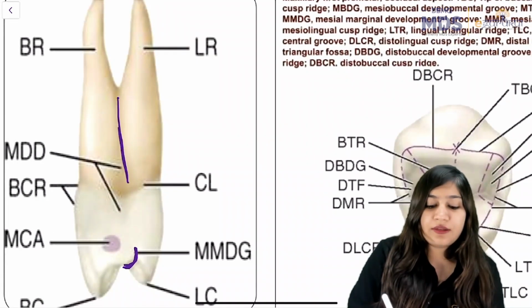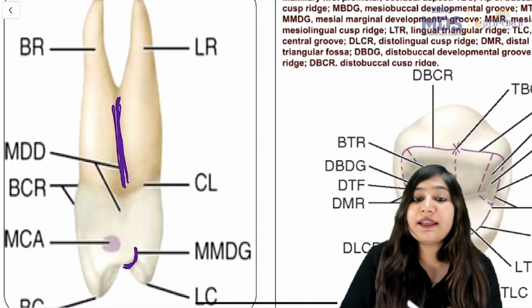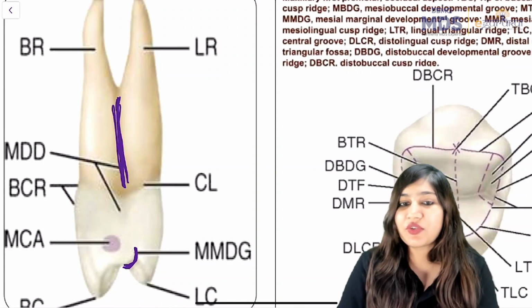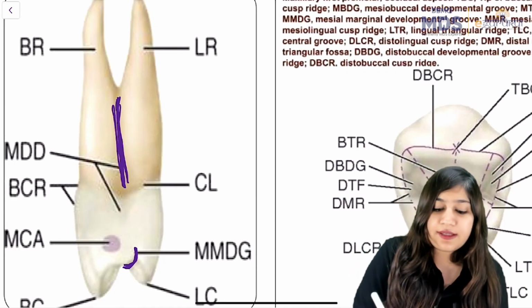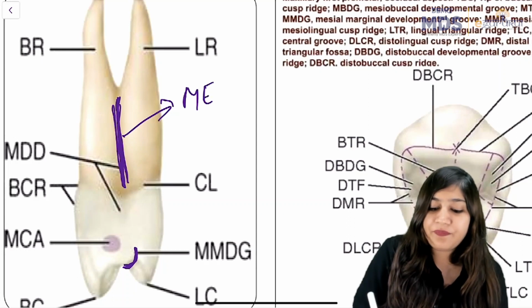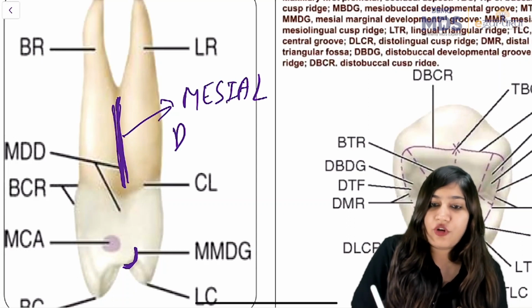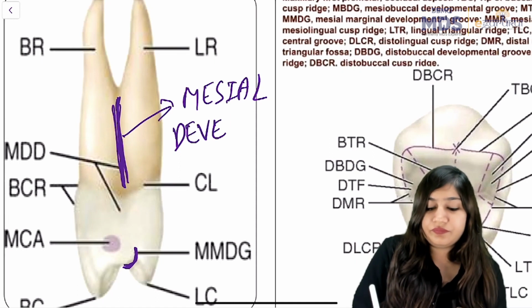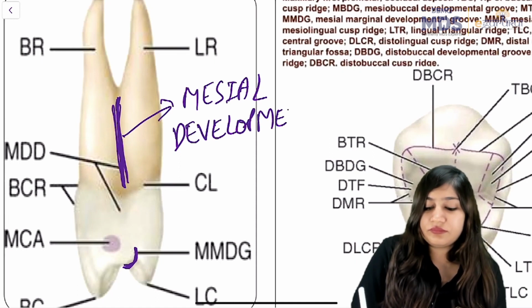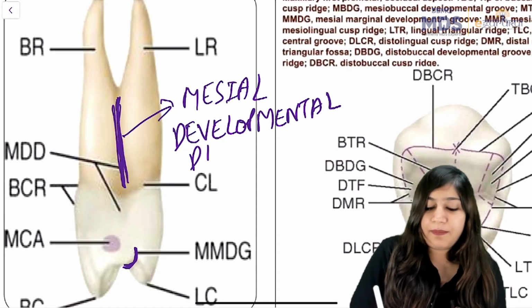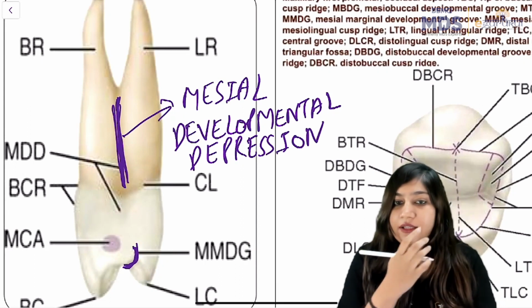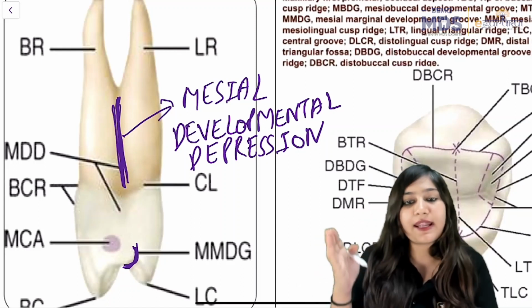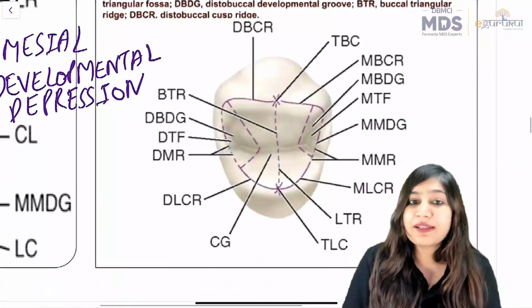In the root portion, we have a mesial developmental depression also present on the mesial surface of the maxillary first premolar. This is the mesial developmental depression. And this is our mesial marginal developmental groove. It crosses the mesial marginal ridge and extends towards the crown of the tooth. This is the occlusal surface.